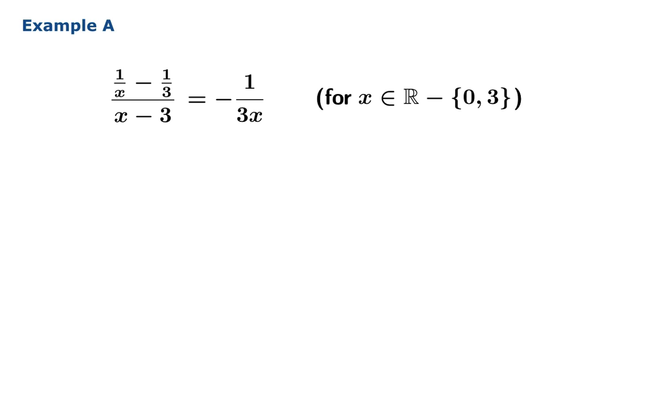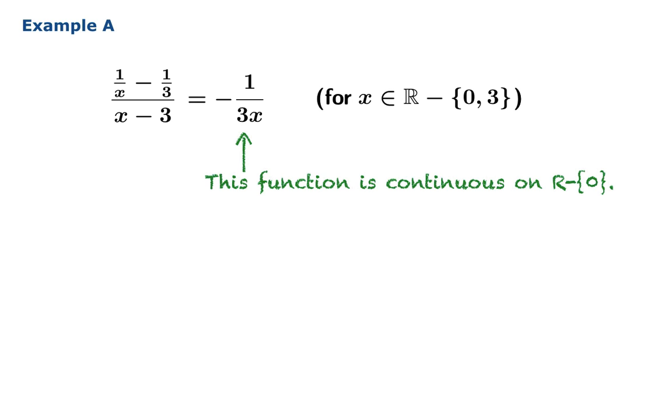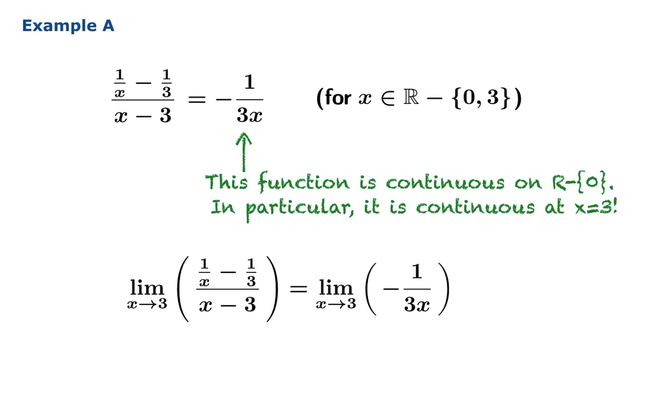We'll notice that the function on the right is actually continuous on the set R minus 0. In particular, it's continuous at 3, which is our target argument for the limit. That means the limit as x approaches 3 of the original function is actually equal to the limit as x approaches 3 of -1 over 3x, which is simply -1/9.